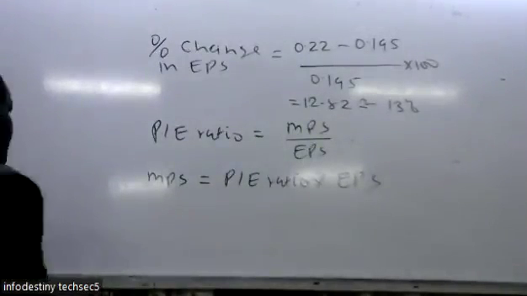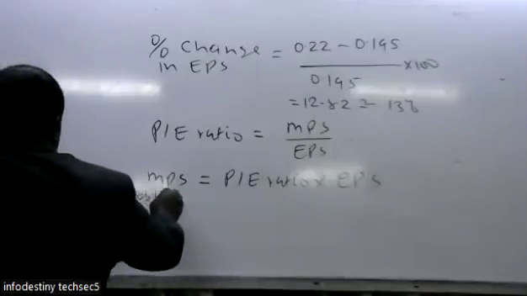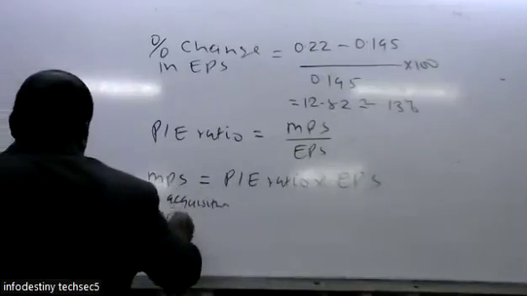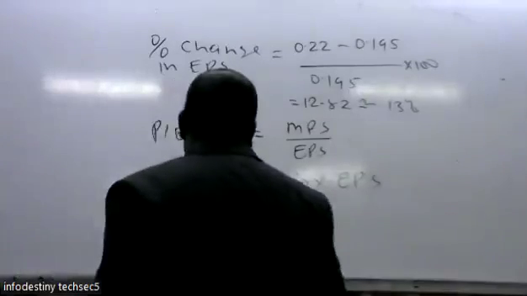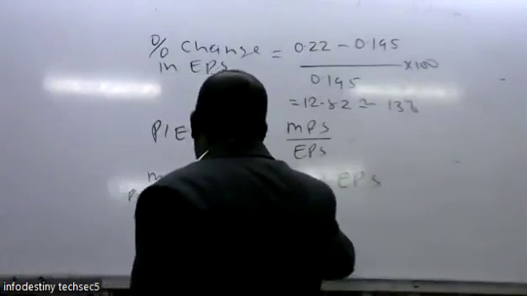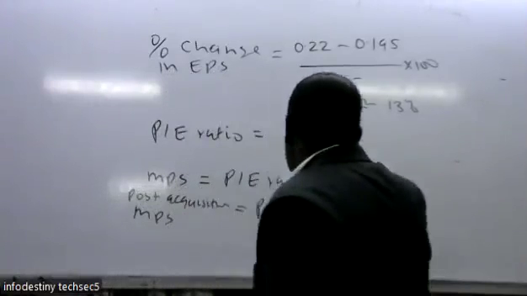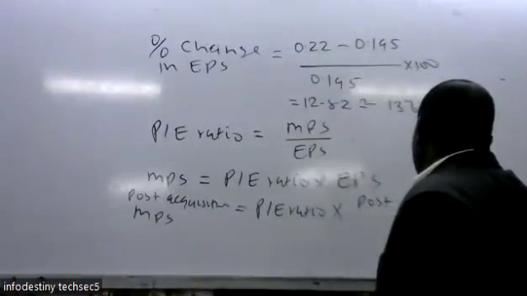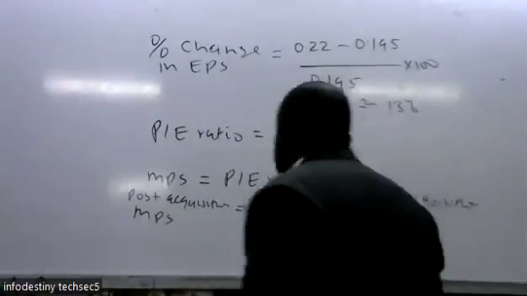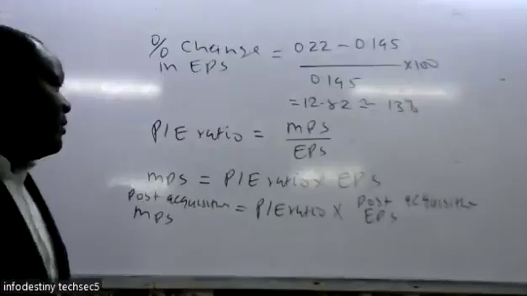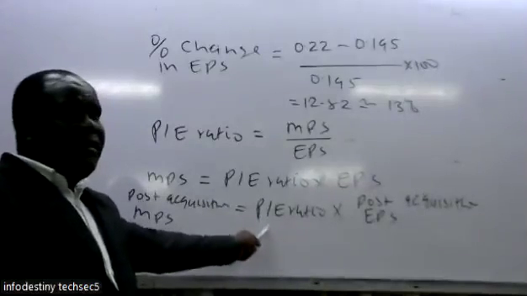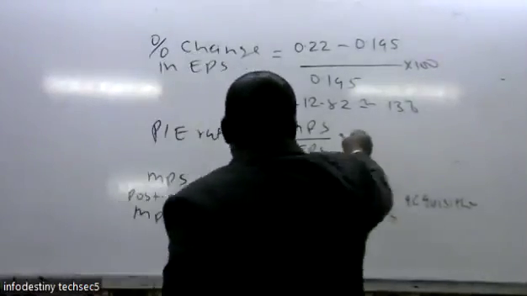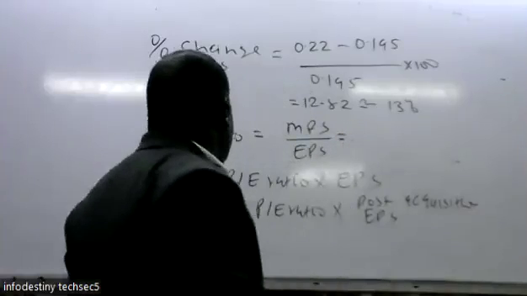So the post-acquisition market price per share should be equal to the price earning ratio multiplied by the post-acquisition earning per share. Most of the time, the price earning ratio remains constant, so we simply calculate it from that point.